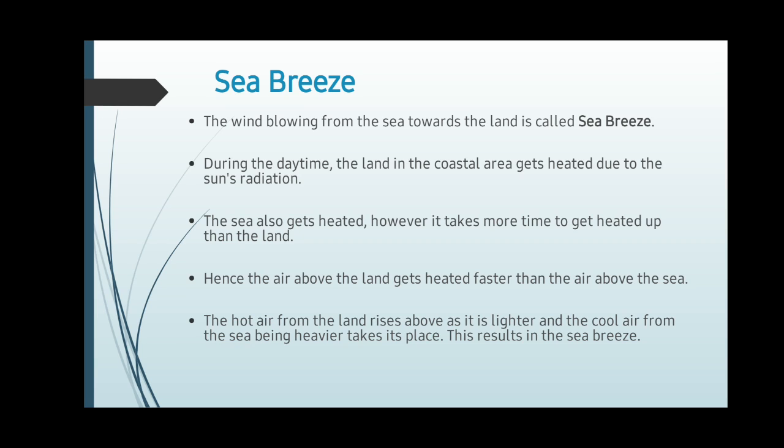The wind blowing from the sea towards the land is called sea breeze. During the daytime, the land in the coastal area gets heated due to the sun's radiation. The sea also gets heated. However, it takes more time to get heated up than the land. Hence, the air above the land gets heated faster than the air above the sea. The hot air from the land rises above as it is lighter, and the cool air from the sea, being heavier, takes its place. This results in the sea breeze.